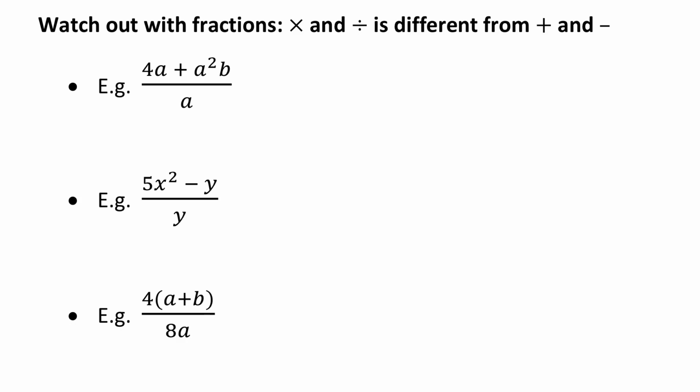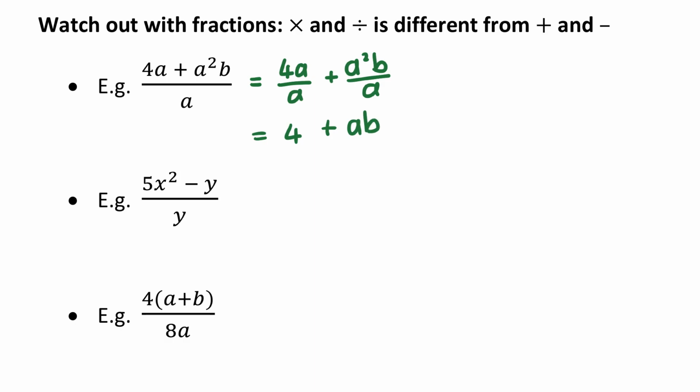You need to be careful when you simplify fractions. It's fine to simplify fractions when you're multiplying or dividing, but if you're adding or subtracting inside the fraction, or adding two fractions together, it's a little bit different. So if you look at the first example, that means the same as 4a over a plus a squared b over a. Each term in the top is divided by a, and this can be simplified to 4 plus ab.